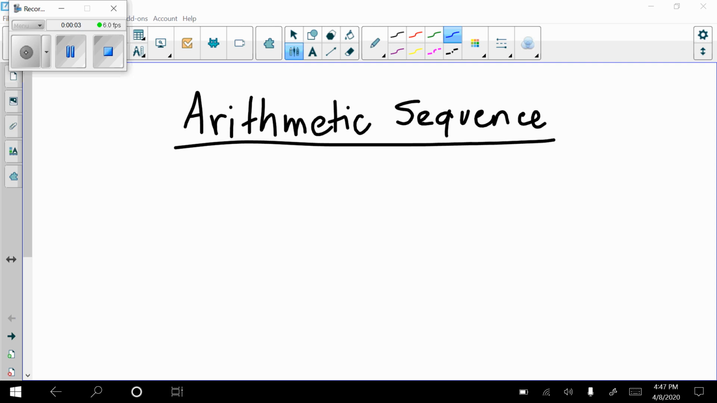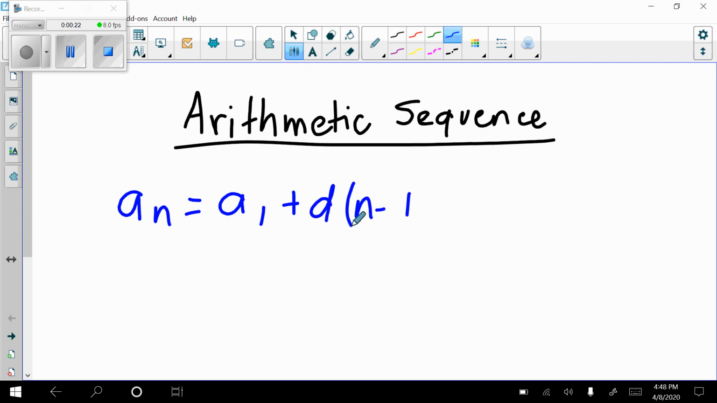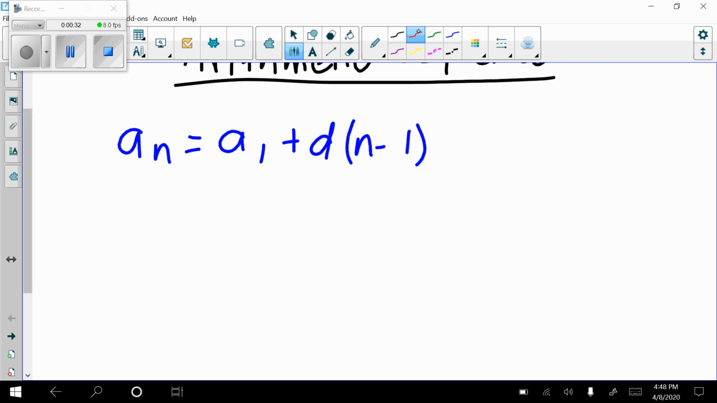So for the second part of this week, I'm only going to add one thing to the sequences that we've already been doing. So we're still writing equations. It's still going to be in the form an equals a1 plus d times n minus 1. So that's still the same. The only thing I'm going to add is another question about the sequence. So here is an example.